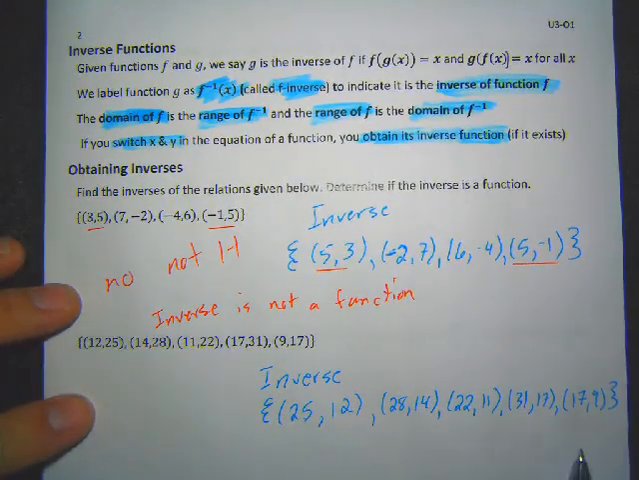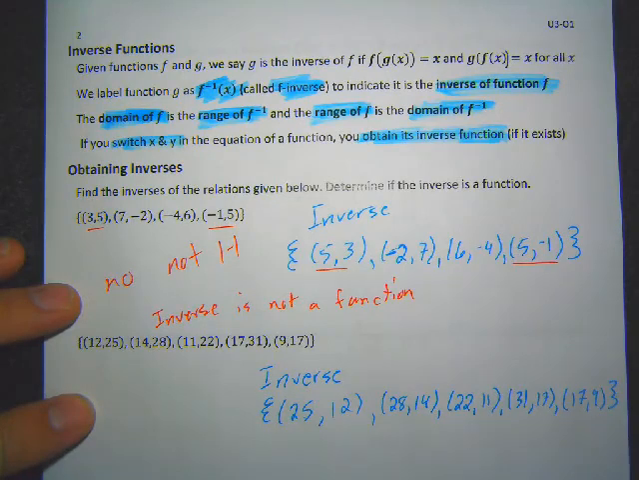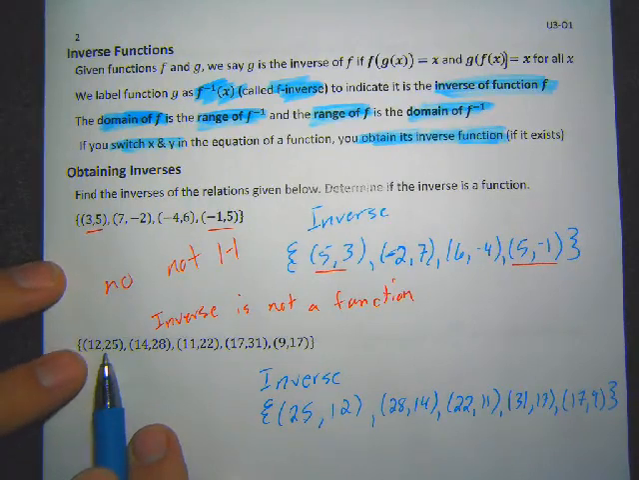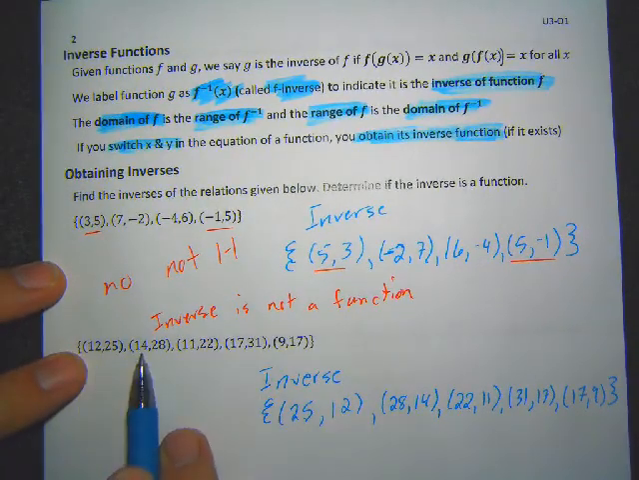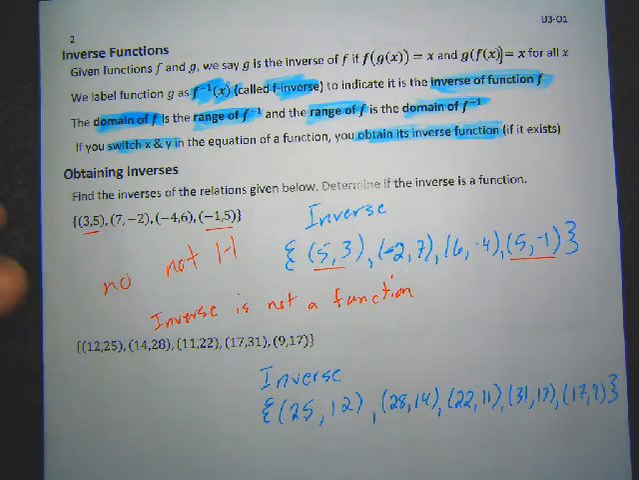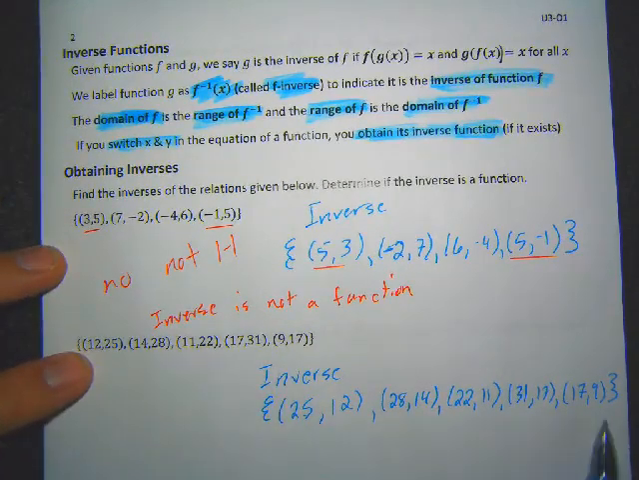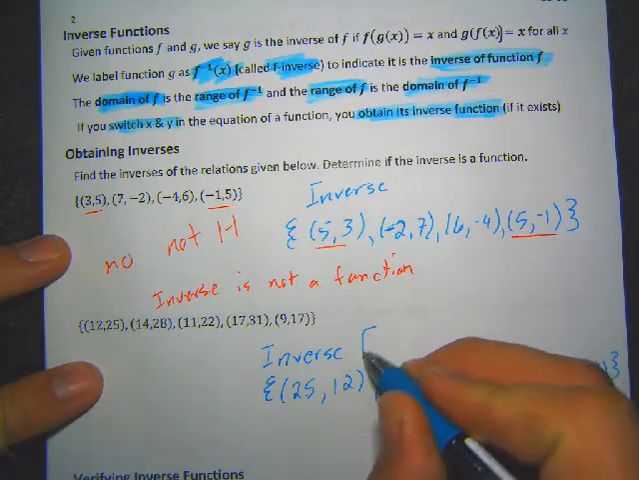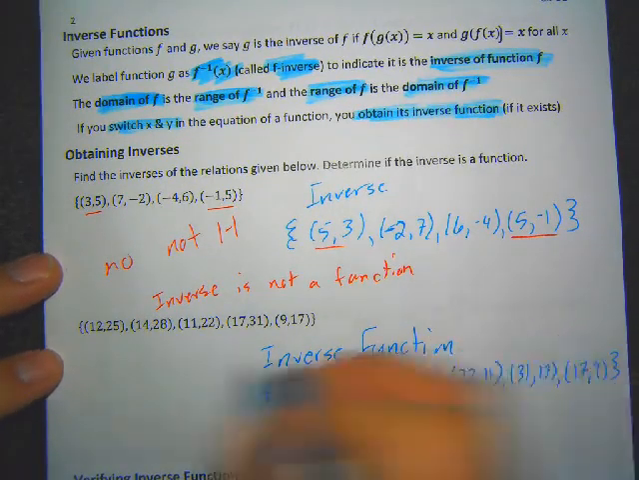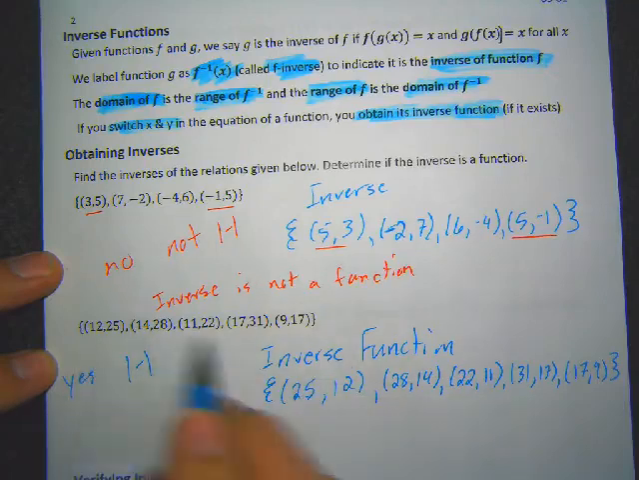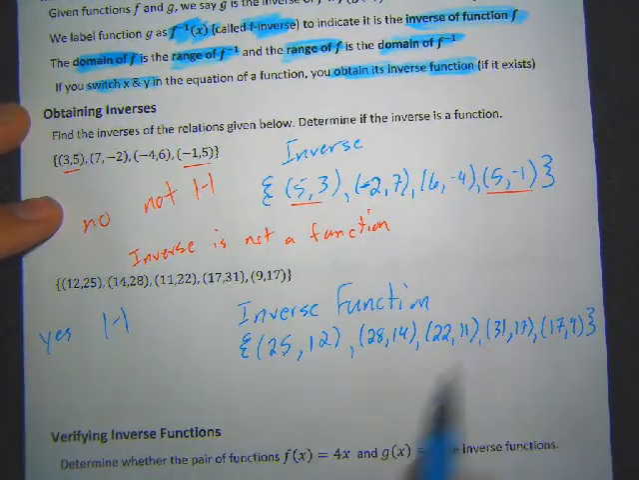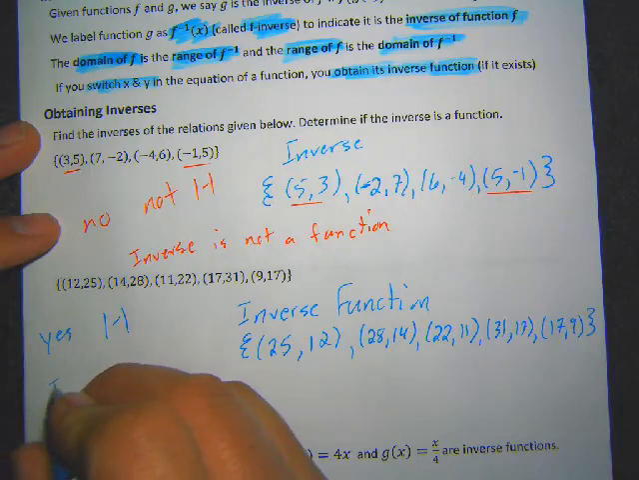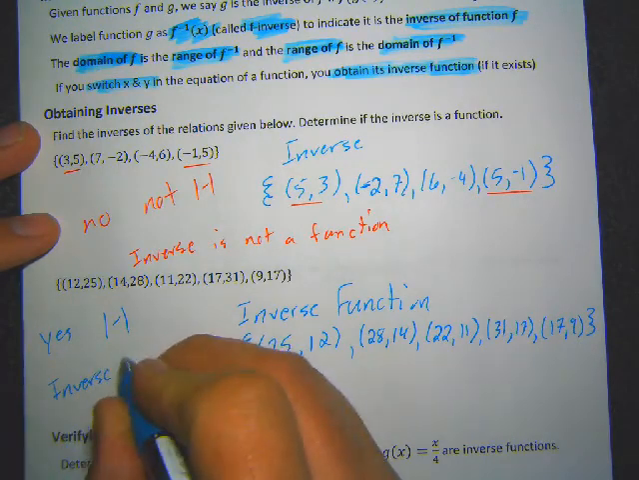Now again, we look here for anything that's repeated. 25 goes to 12, 28 goes to 14, 22 goes to 11, 31 goes to 17, 17 goes to 9. Nothing gets repeated: 25, 28, 22, 31, 17. There are no repeats. We never had the same input with different outputs because all the inputs were different. So this was a one-to-one function, and this is an inverse function. It's because it's one-to-one to start with. If it's one-to-one to start with, then the inverse is going to be a function. So the inverse is a function.